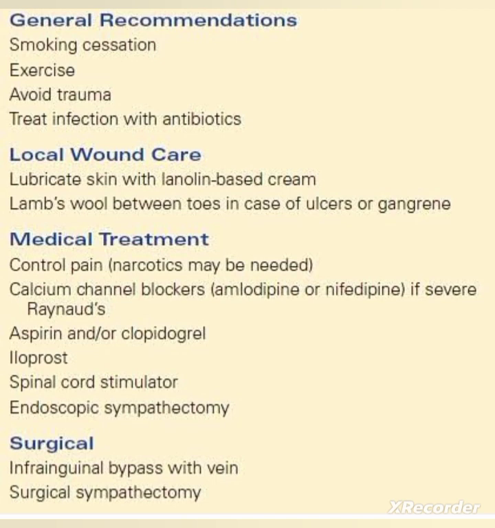The main management of Buerger's disease includes general recommendations: smoking cessation, exercise, then avoiding trauma to the extremities, then treating infection with antibiotics. For example, vasculitis has to be treated with antibiotics. Then local wound care. Here we have to lubricate the skin with lanolin based cream and use lamb's wool between toes in case of ulcers or gangrene.